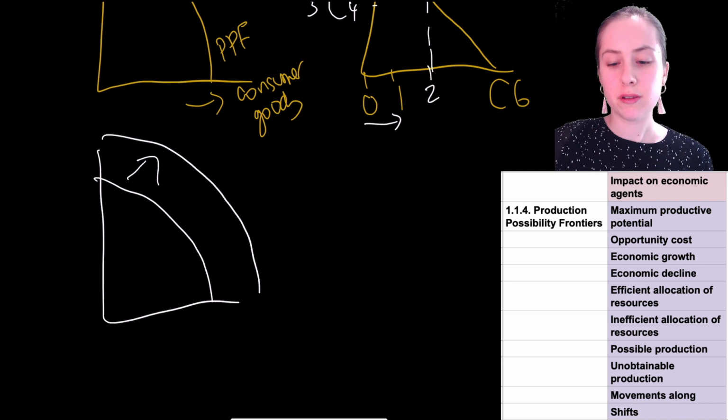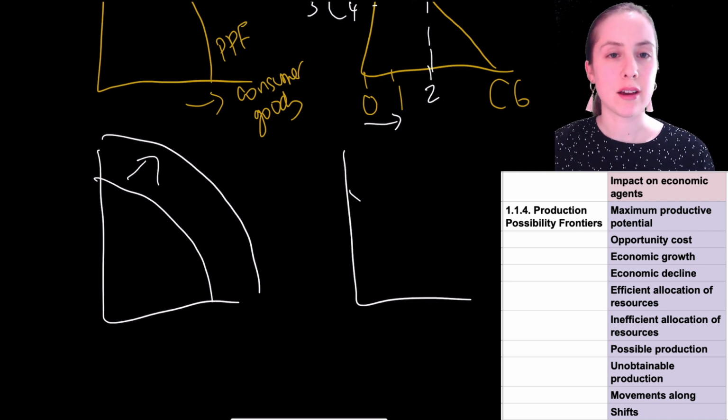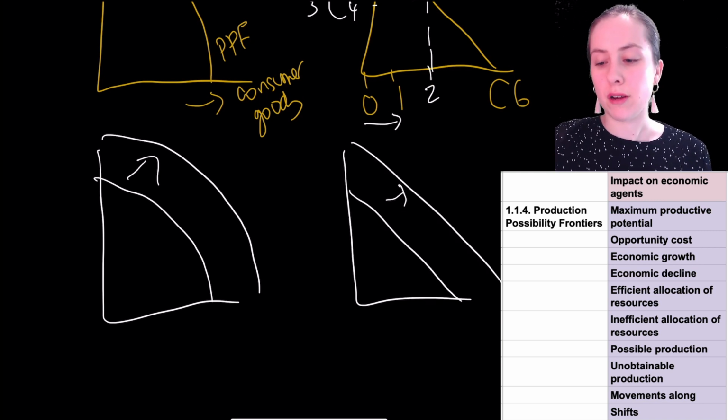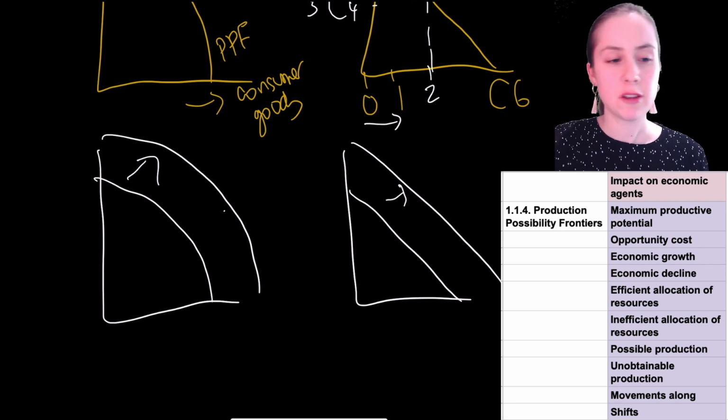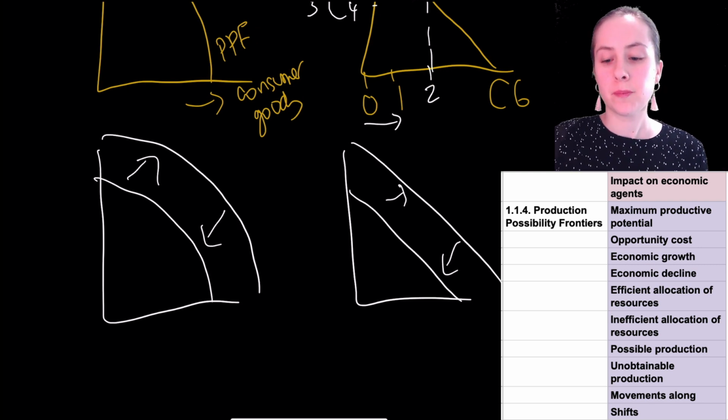To show economic growth, you shift out your PPF, straight one or curvy one. If you want to show economic decline, shift in your PPF.